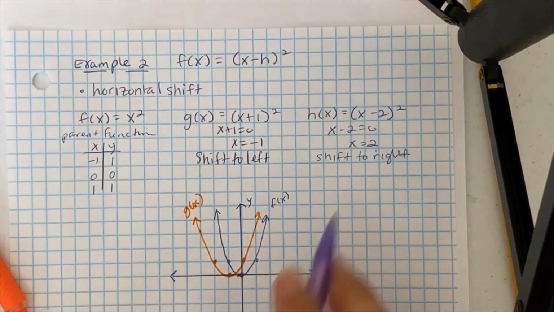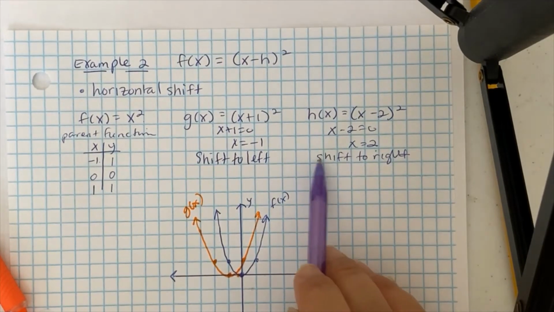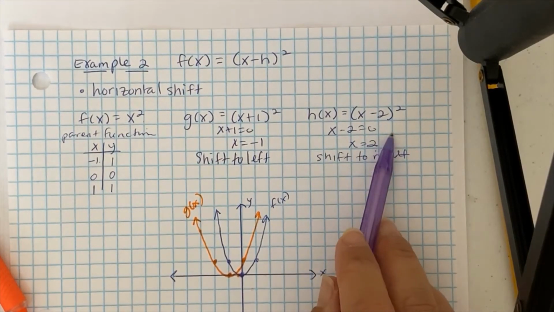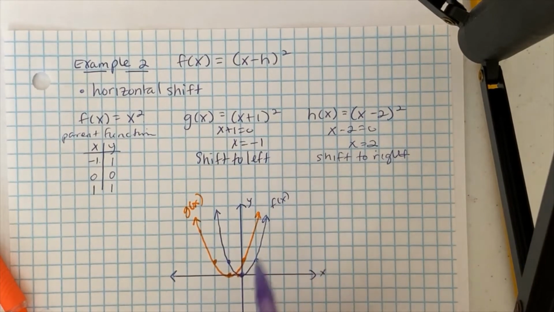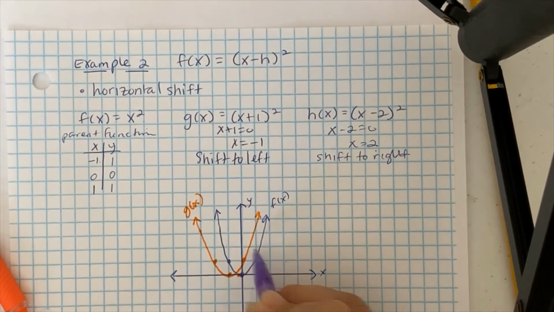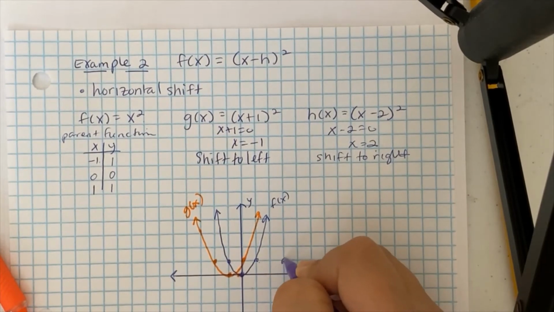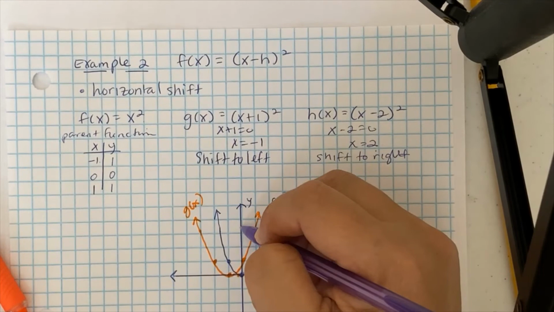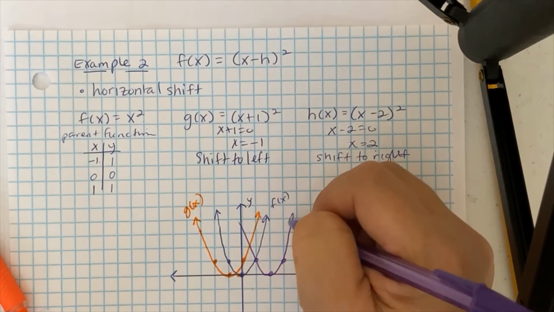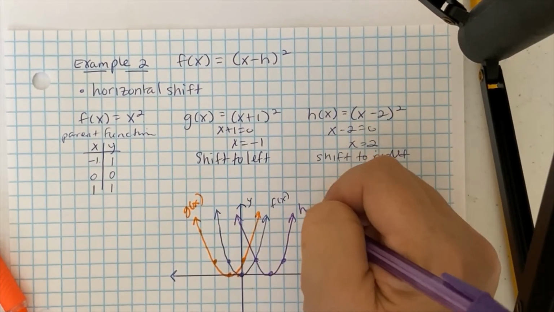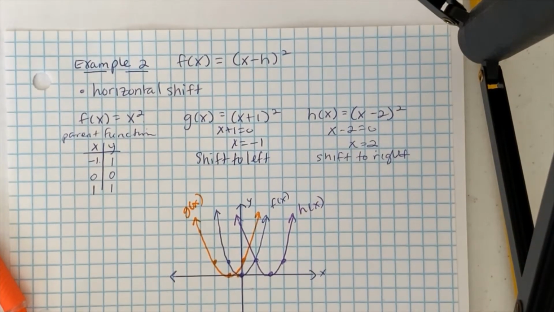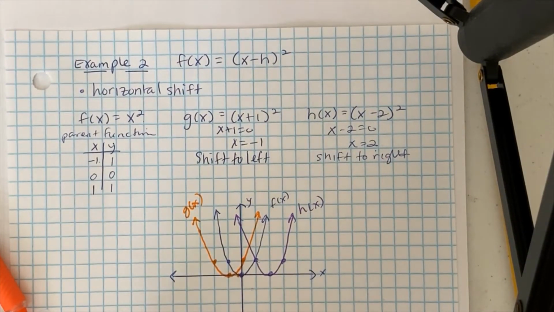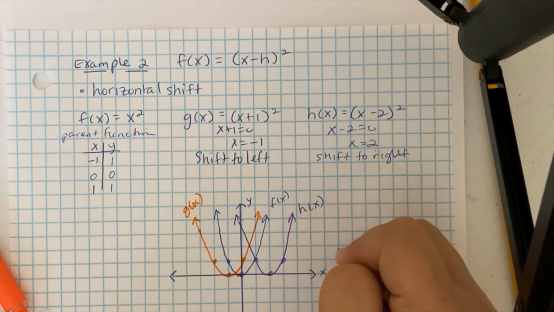The last function says h of x, x minus 2 squared. So it means we're shifting to the right 2 units. So we're going back to our parent function, and each coordinate point is going to go to the right 2 units, not up. So we're going to go 2 to the right, 2 to the right, 2 to the right. And then curve your parabola in and label it your h of x. So the difference between this example and example 1 is that this one affects the x coordinate.